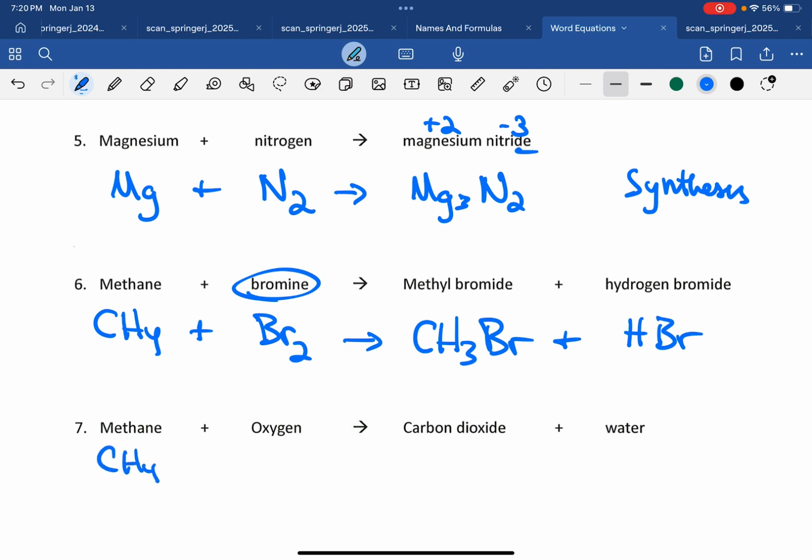Methane, CH4. What? It was methane with CH4 before. It still is. Plus oxygen, O2. Why is it O2? It's diatomic. Methane is a hydrocarbon. Plus oxygen, this is a combustion reaction. CO2, H2O. Automatic every time.